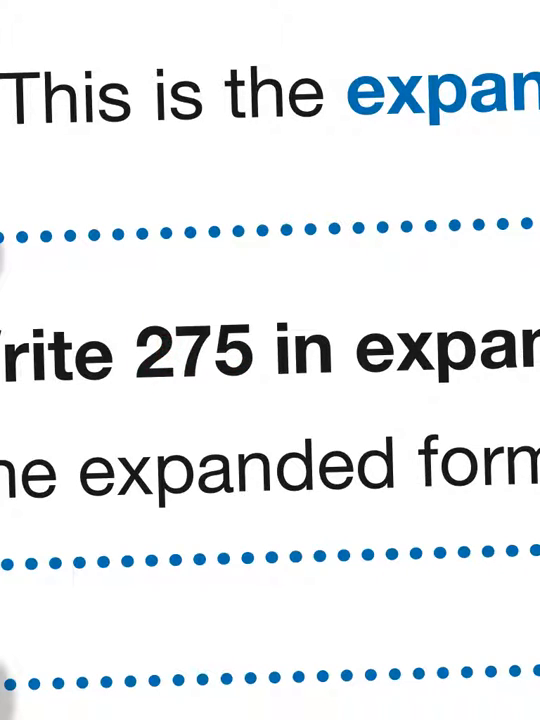So you want to start with your 2, which, because it's in the hundreds place, is actually going to be 200. Then you do plus, then you move over to your next place value. Now 7 is in the tens place, so 7 tens is 70. And then we move over to our ones place, and 5 ones would be 5. So 200 plus 70 plus 5 equals 275.